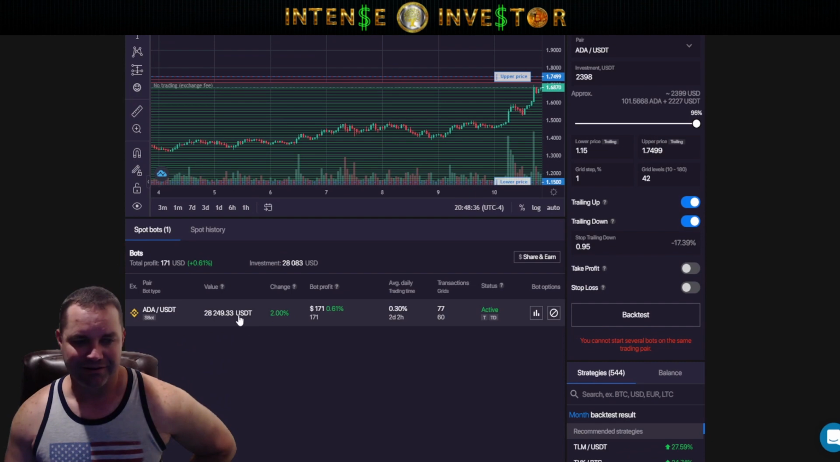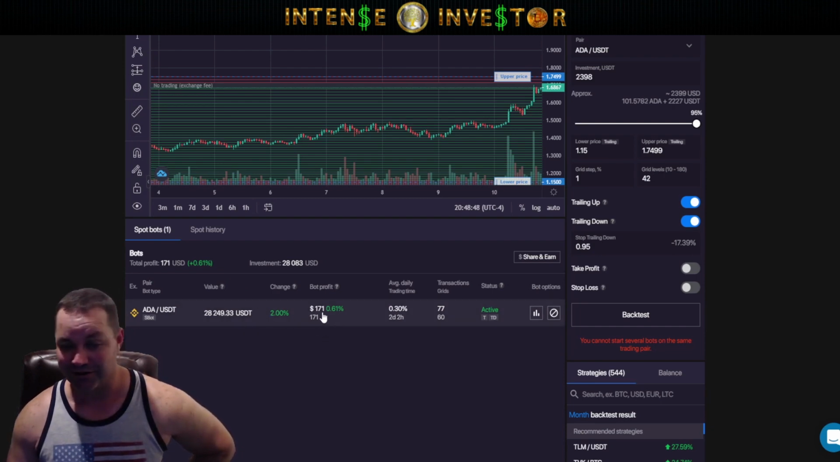So getting back to this, I started this bot yesterday. It's got 28,000 USDT. This is demo money. It's not real money, but it's made $171 since yesterday. So if this was a real account, you would have made $171 in bot profit. Now, this bot profit is included in this overall percentage. Some people think that bot profit is your only number to look at, but that's not true. That number is actually included in this change percent number, this 2%. So it's really important that you look at that number overall.